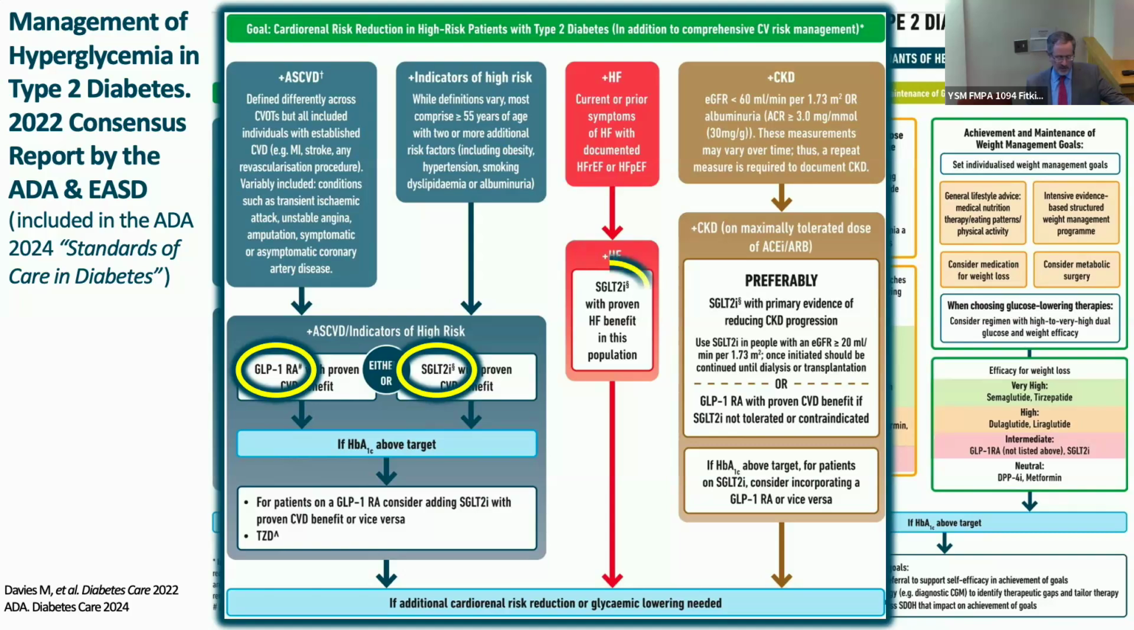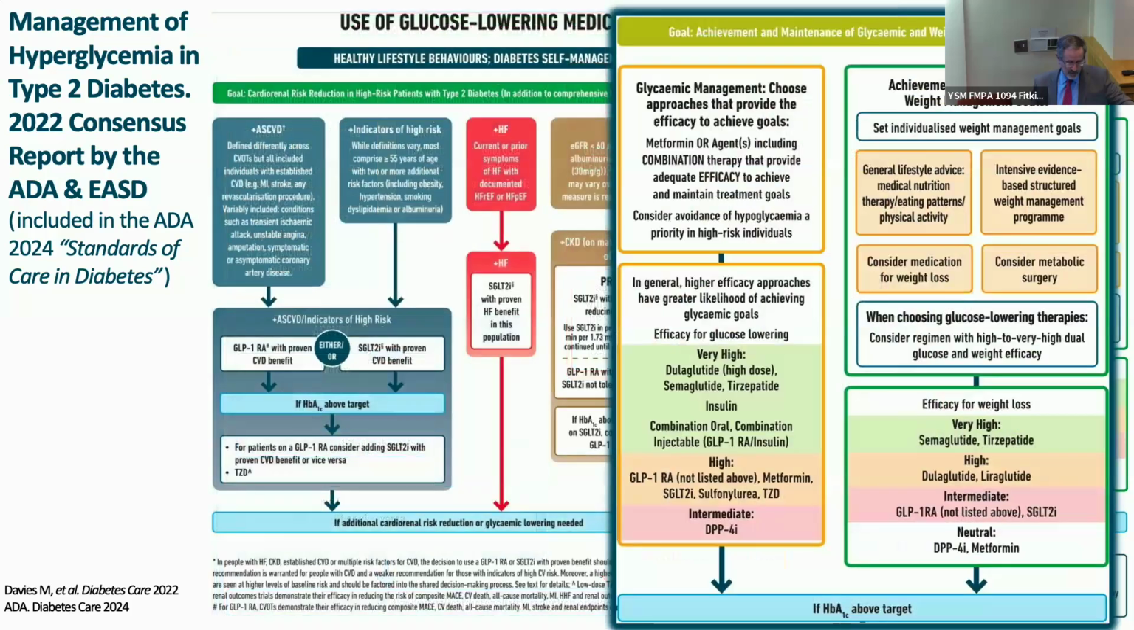If you have heart failure, it's clearly an SGLT2. And if you have CKD, it's clearly an SGLT2, as long as the GFR is over 20, because at a certain point, the drug doesn't work if there is no glomerular filtration. And then after you've made that decision, then you look for other drugs to adjust for glucose control.